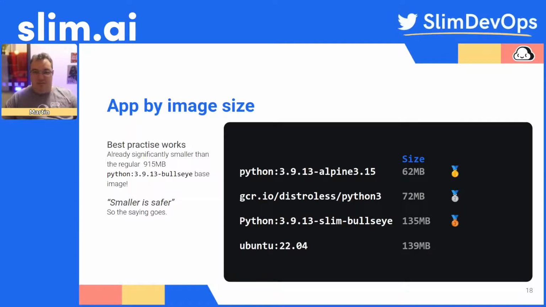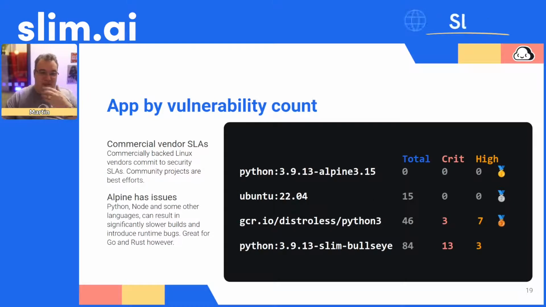Oops, I forgot to highlight the right screen. There we go. So there's no denying that the Alpine results here are excellent. The official Python image based on Debian 11 is not looking great, however. It's got 84 vulnerabilities in total, of which 13 are critical and 3 are high. And these are all in system packages installed via apt, so not any of the packages that were installed via pip.